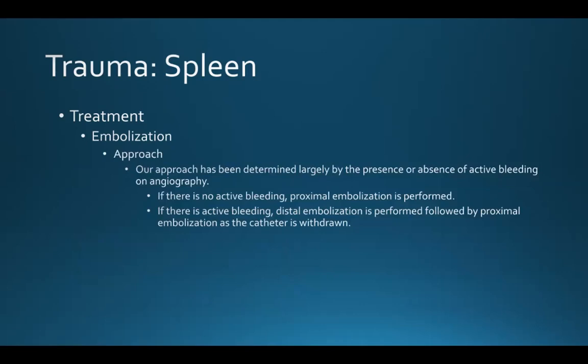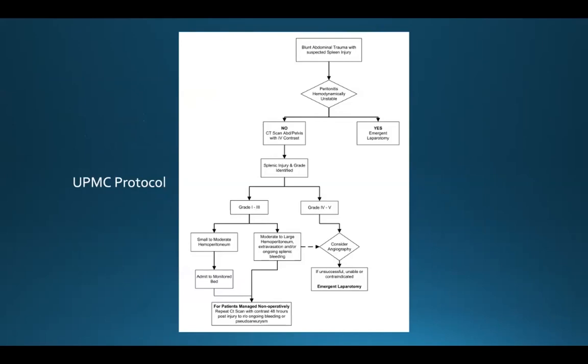Our approach has been determined largely by the presence or absence of active bleeding on angiography. If there's no active bleeding, then proximal embolization is performed. If there is active bleeding, we perform, or at least attempt to perform, a distal embolization followed by proximal embolization as the catheter is withdrawn. I did want to include for your reference the UPMC protocol, so it's here if you want to look at it.